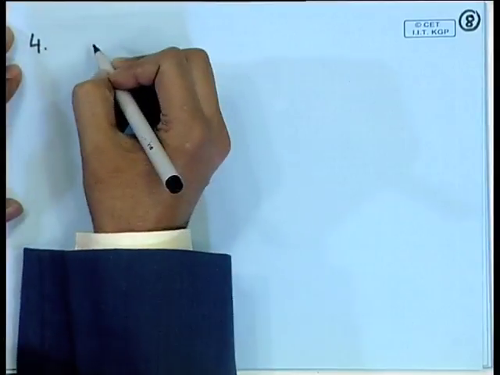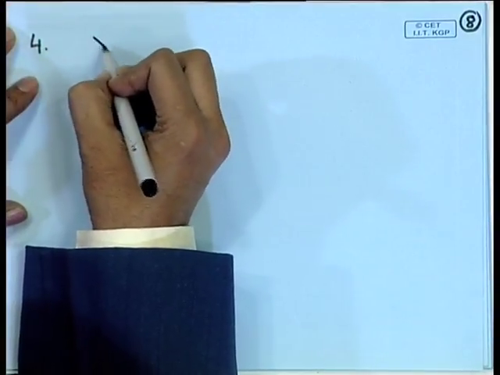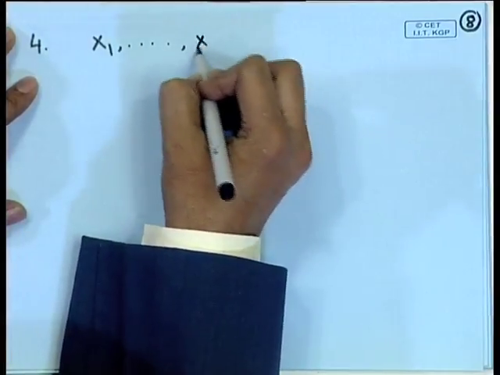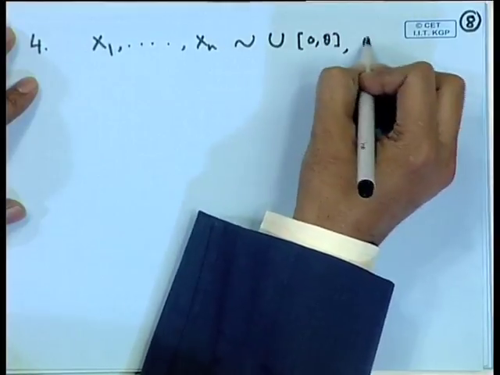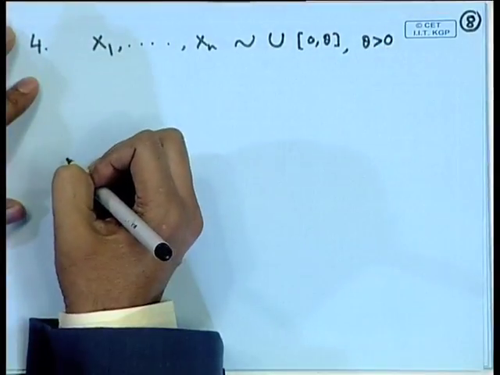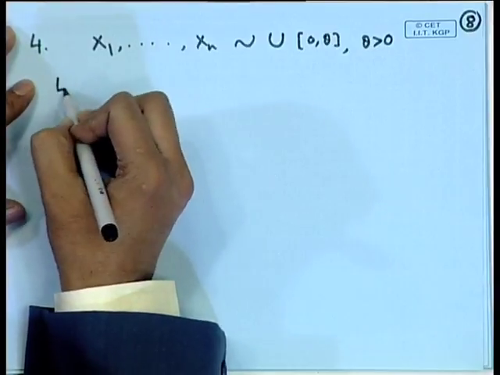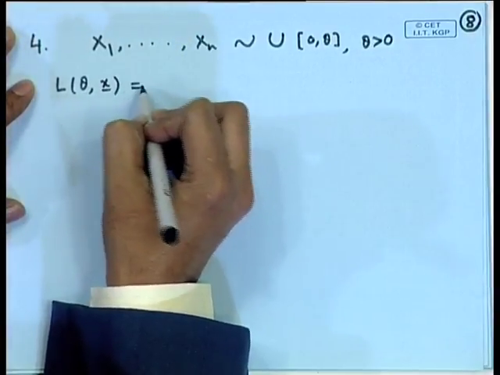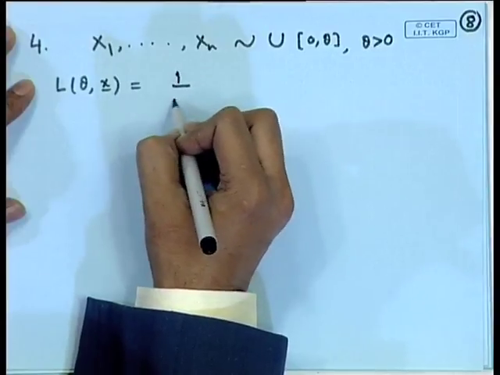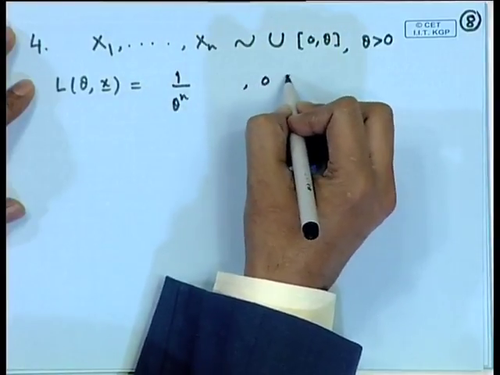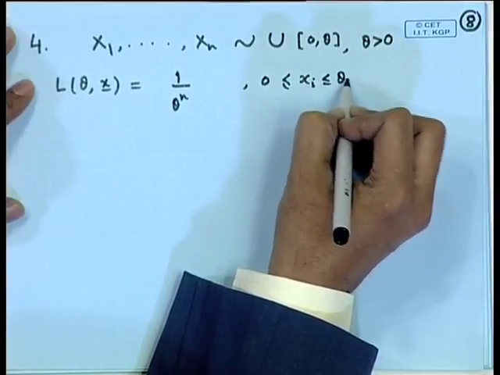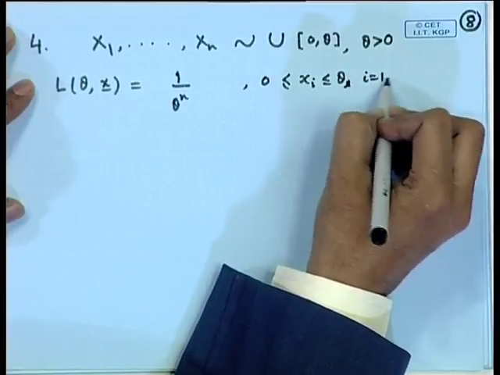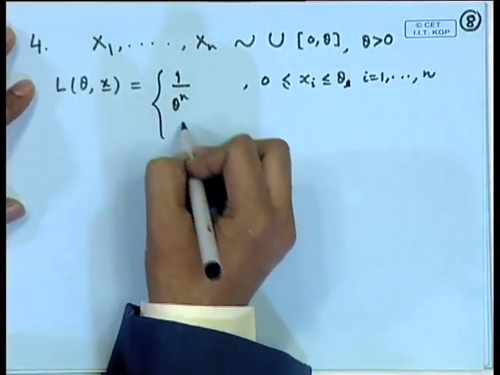Let us take another example where this process of argument does not seem to work. Let us consider a random sample from the uniform distribution on the interval 0 to theta, where theta is a positive real number. Here the likelihood function is simply 1 by theta to the power n for 0 less than or equal to x_i less than or equal to theta for i equal to 1 to n. It is 0 otherwise.